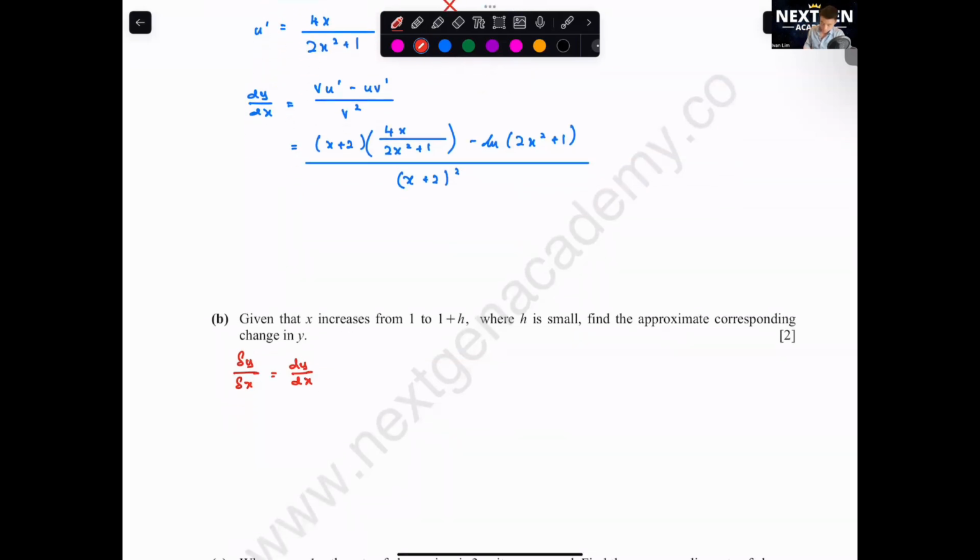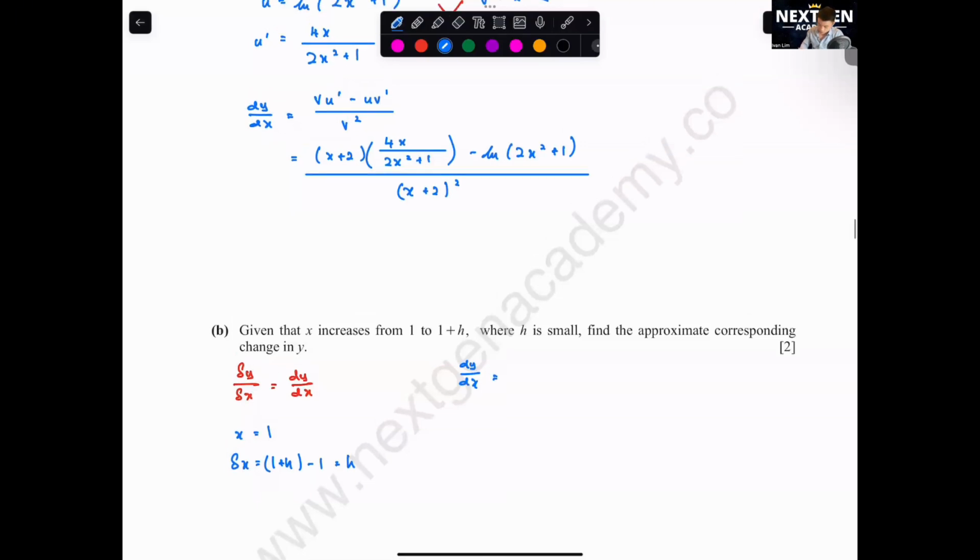So what did they give us? We know that x is equal to 1. Delta x is h. How do we get h? 1 plus h minus 1, which equals h. Now we substitute x equals 1 into dy over dx. At x equals 1, I will just write the value straight away: 4 over 3 minus ln 3.